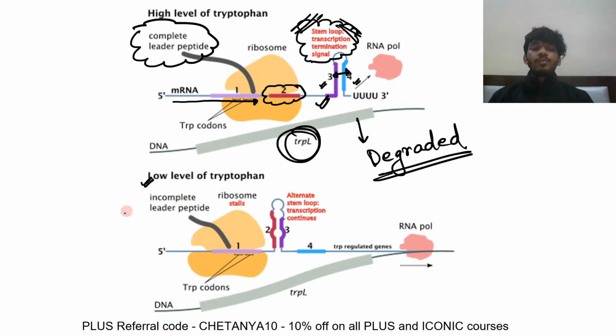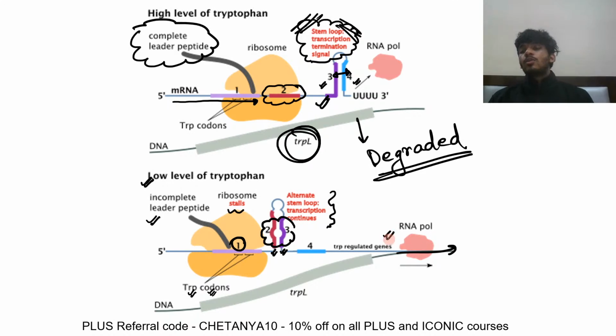But if there is a low level of tryptophan, the leader peptide is formed in an incomplete way. Why? Because for formation of the leader peptide, you require a lot of tryptophan. So the ribosome will stall here. Stall means the ribosome slows down. And when it slows down, the second site is available for binding with the third. So when the second and third bind, that will form an alternate stem loop, and then the RNA polymerase can move ahead and continue transcription. So TRP regulated genes are going to be formed.